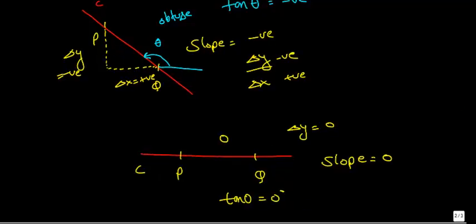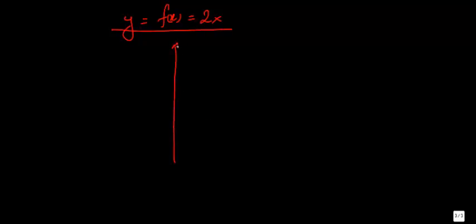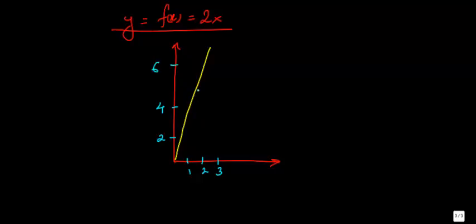Let's try to summarize this with an example. Let's say we are given a function f of x is equal to 2x. Well, f of x is nothing new, but it's just another way of saying y is equal to 2x, right? You know that this is going to be a line. I think you would have drawn this many times. So the line will be something like this. Over here, when x is 1, your y will be 2. When x is 2, then your y will be 4. When x is 3, then your y will be 6. This is what your line is going to look like.